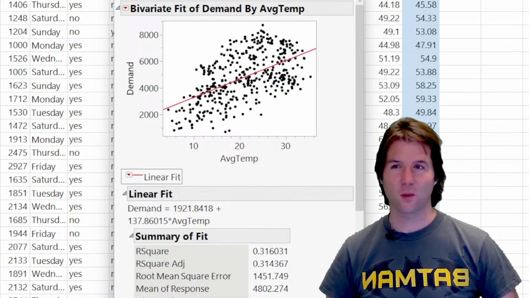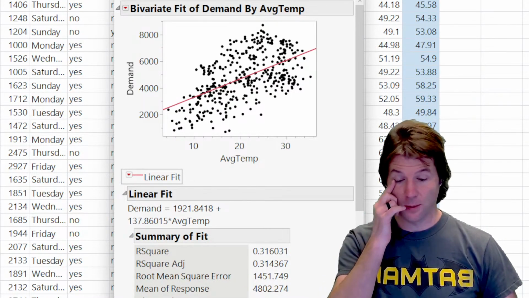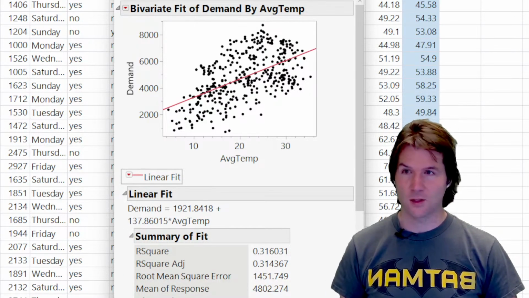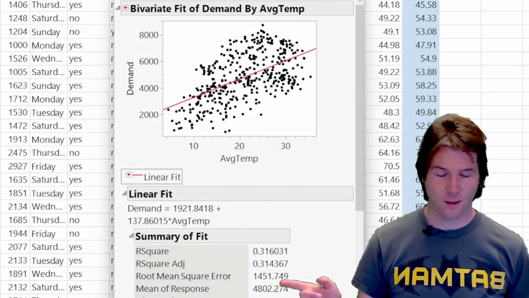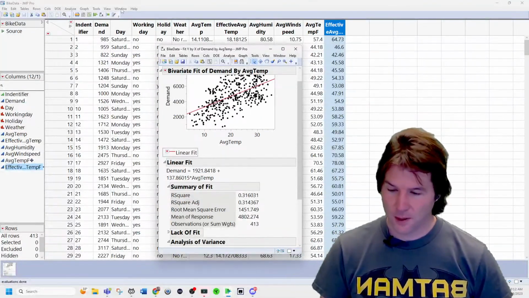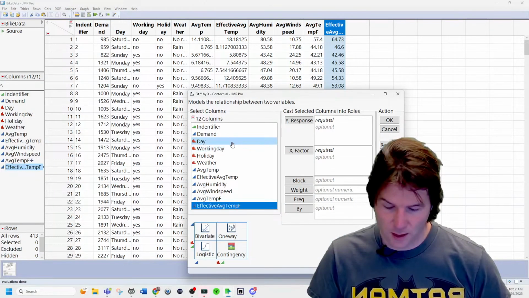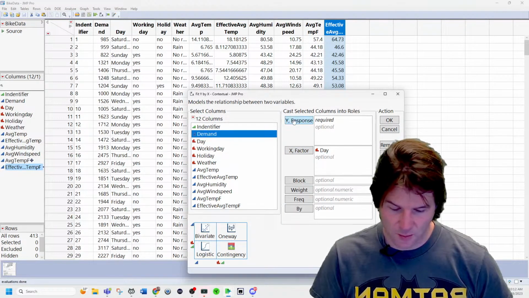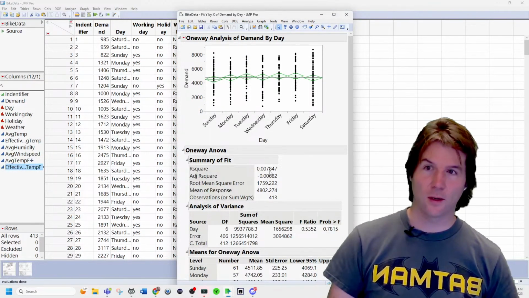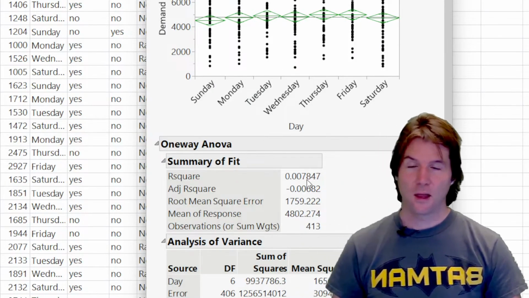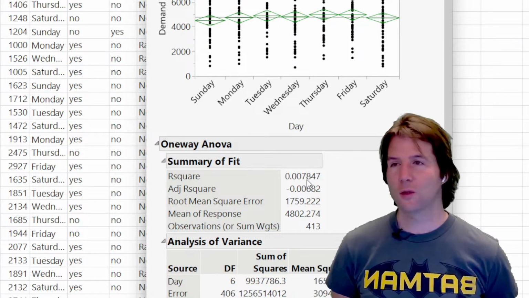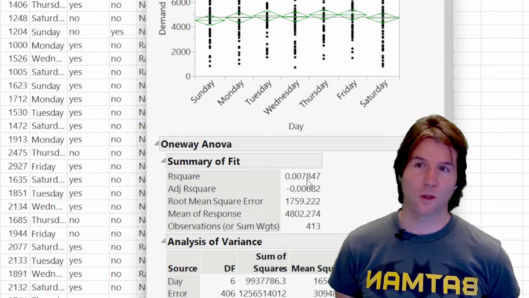R-squared adjusted is after we penalize ourselves for multiple variables in the model. We don't talk about that. Root mean squared error is the typical miss the model makes. Mean of response is the average of the y variable, and that's the number of observations, which you can't see on the screen. But what's really cool about R-squared is I can take a variable like day of the week and use it to explain demand, and I can still perform an ANOVA and look at the R-squared. The R-squared would say less than 1% of the variation in demand is explained by day of the week. Notice how I didn't use two quantitative variables. Once again, this tells us that R-squared is not correlation.